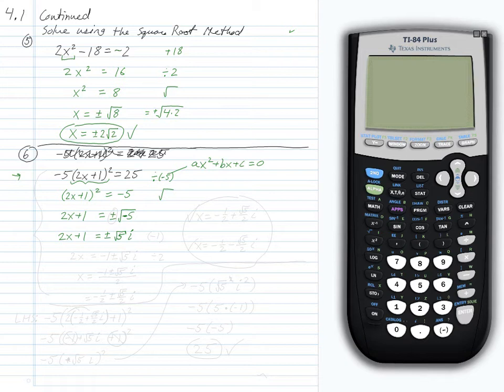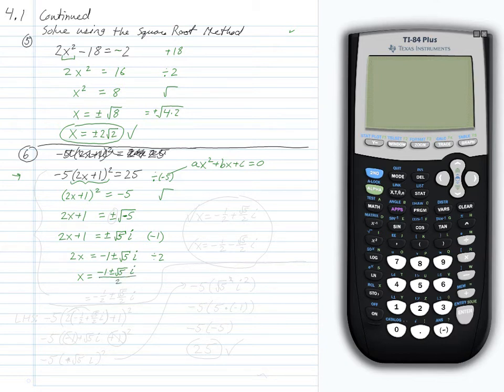So now all I need to do is solve for x. I can do that by subtracting 1 from both sides. So 2x equals -1 plus or minus root 5 times i. And notice the i is entirely outside of the radical. Then divide both sides by 2. So x equals -1 plus or minus root 5 i over 2.